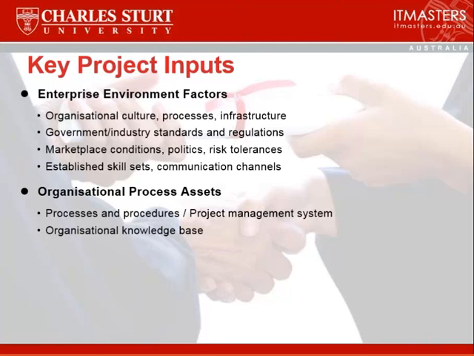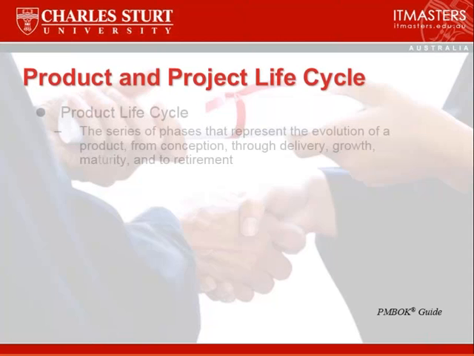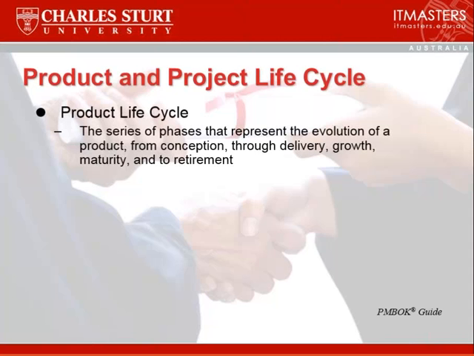The other one is the organizational process assets. These are things that the company actually has within the organization. They're assets that can be used, and sometimes they have to be used. It could be a project or quality management system that the project has to comply with. It could be a knowledge base, information that's available to you to bring into your project, or systems available to you as a project manager to help you with your project. Okay, moving on, the next concept is the life cycle.